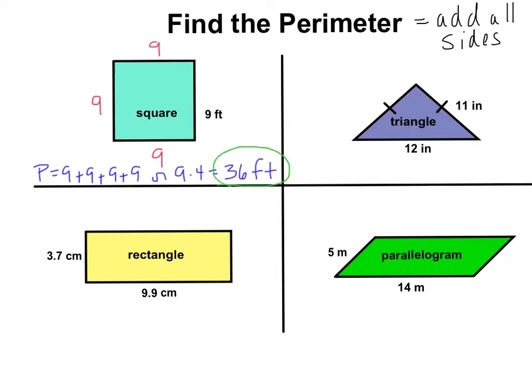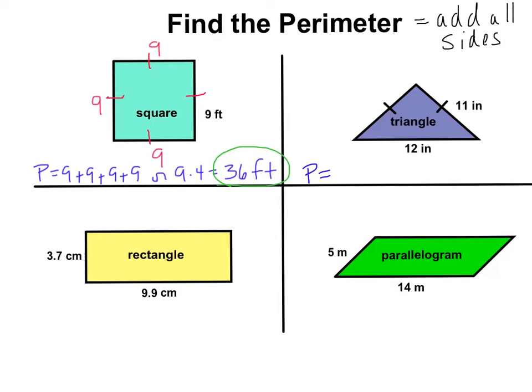And also you could show this by using tick marks. If this is 9, this is 9, this is 9, this is 9. Those tick marks tell the reader all sides are congruent, which means they're equal. So let's go ahead and do the next one. We need to find this perimeter.